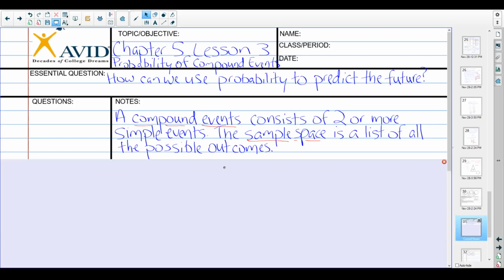So compound event, singular, consists of two or more simple events, and then your sample space. Sample space is a list of all possible outcomes. What we're going to be looking at is, instead of just one simple event, looking at multiple at the same time and seeing how that changes what our outcomes could be.